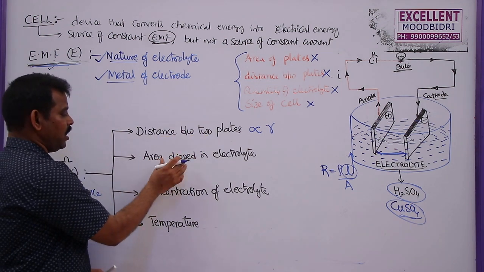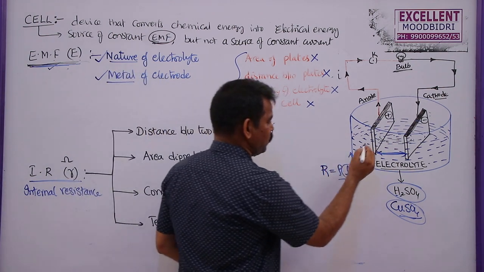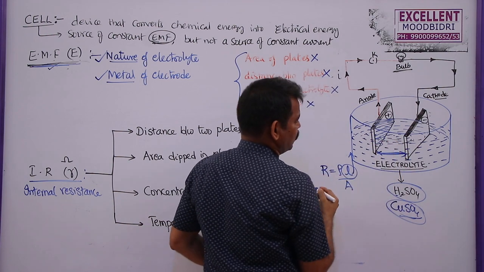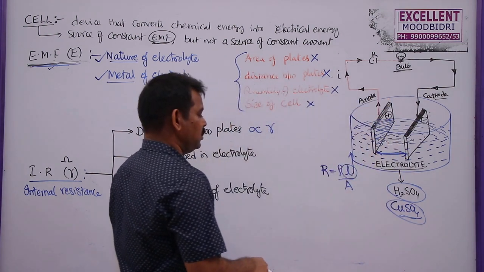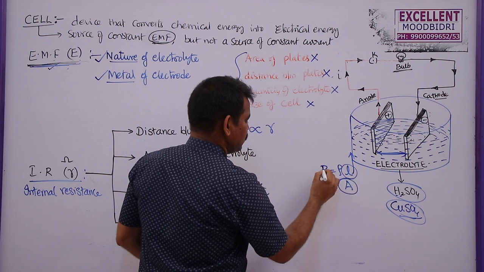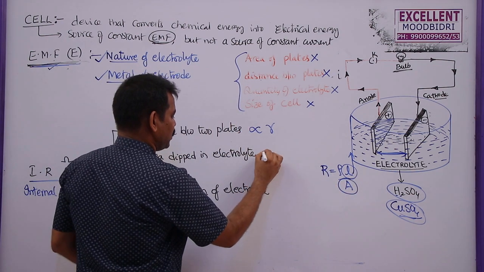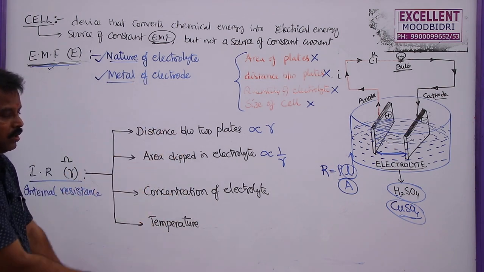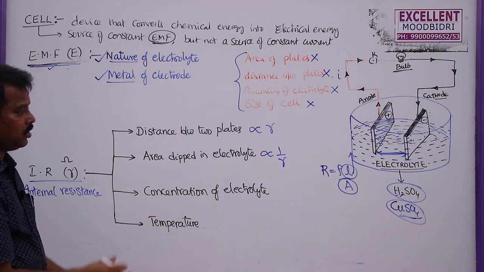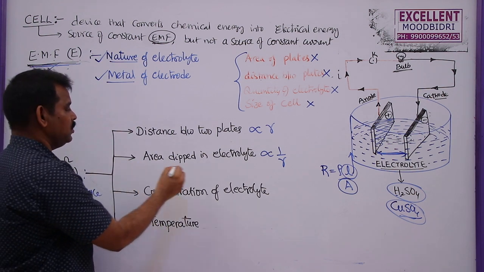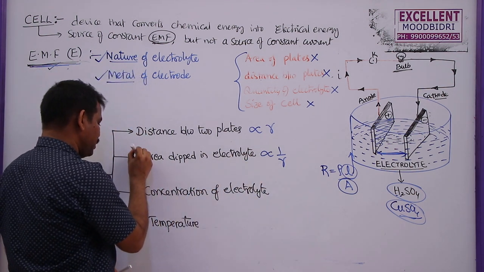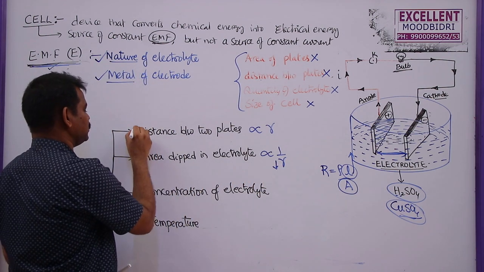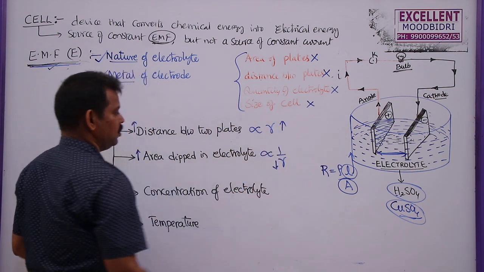Second one, area dipped in the electrolyte. In this diagram you can see this is the portion which is dipped inside the electrolyte. Whenever area increases, the resistance will decrease. So it is better to dip more area into the electrolyte. If the area dipped inside the electrolyte is more, then internal resistance will be less. Whenever the distance between two plates increases, internal resistance also increases.